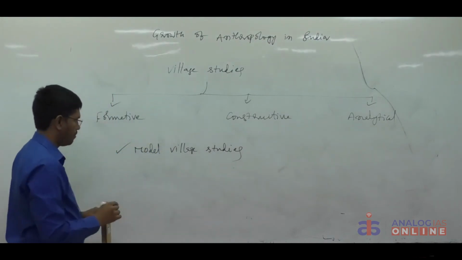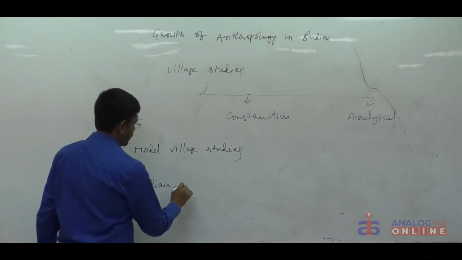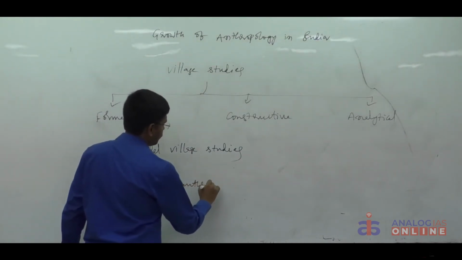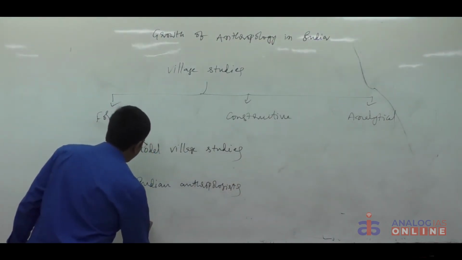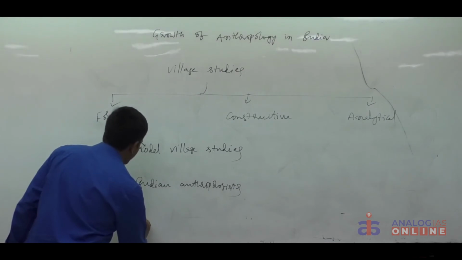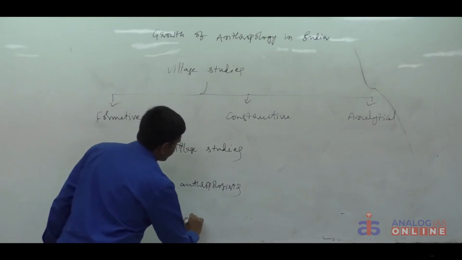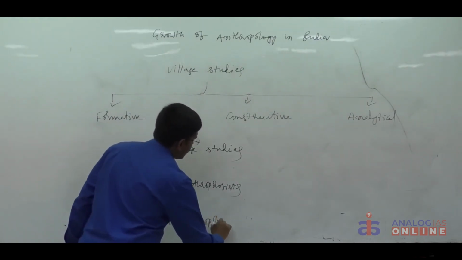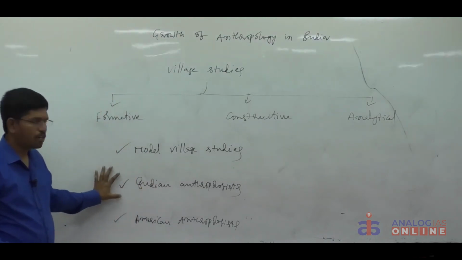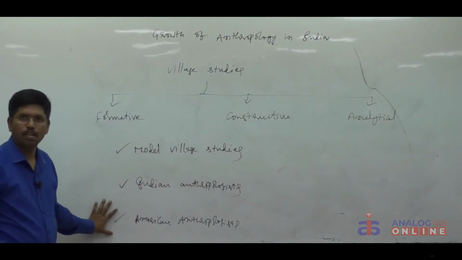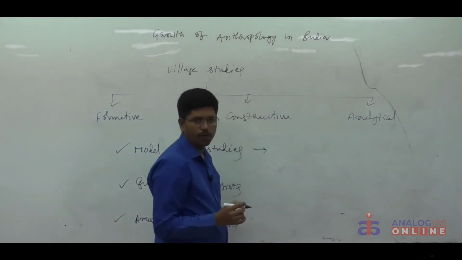After that, some Indian anthropologists studied the Indian villages. That's why there is the contribution by Indian anthropologists. Later, the contribution by foreign anthropologists, especially the American anthropologists. In the analytical phase, you have to remember model village studies, contributions by Indian anthropologists, and contributions by American anthropologists. In the model village studies, you have to remember 3 model village studies.